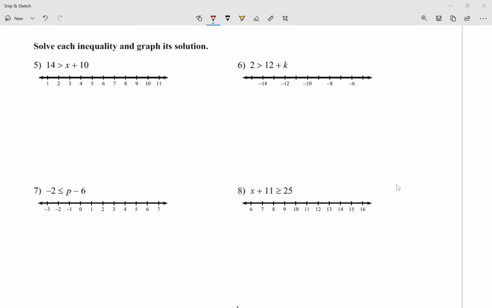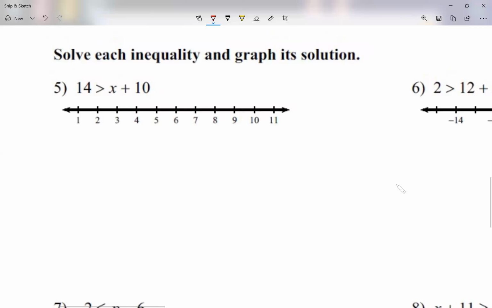Now, here are my instructions. It says solve each inequality and graph. So there's two things I'm going to do. In your homework, some of them are just going to be solve and some of them are just going to be graph. I'm going to do both, but like I said, in your case, you only do one or the other. All right, let's take a look.